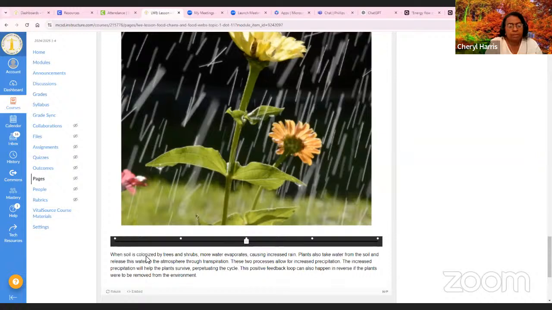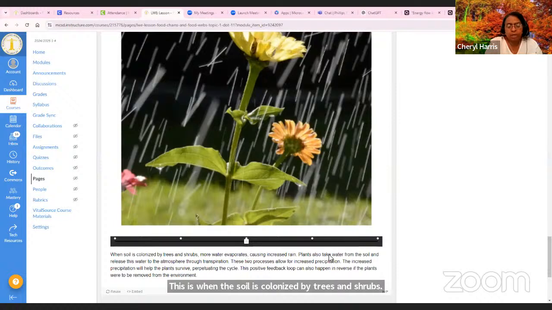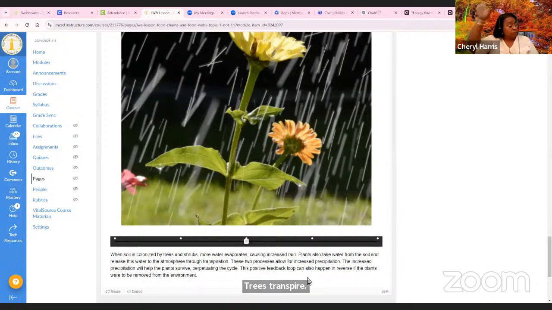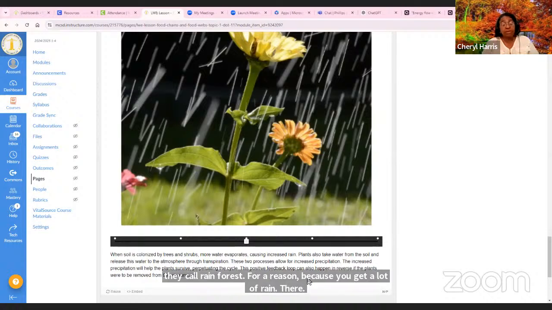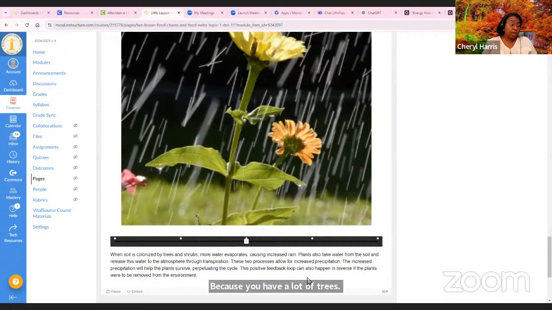Okay. So this is when the soil is colonized by trees and shrubs, and more water evaporates, causes increased rain. So remember our water cycle, that trees transpire, so they are adding water back to the atmosphere. So in areas that rainforests are like this, the rainforests are really moist, and they're called rainforests for a reason, because you get a lot of rain there, because you have a lot of trees. Areas that don't have a lot of vegetation tend to be dry because they don't have the transpiration to add to your water cycle to cause the rain.